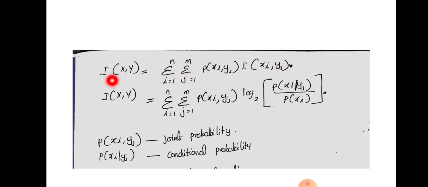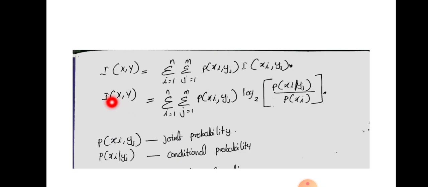See what the average information is. It is represented by the random variables X and Y, as I of X comma Y. That is represented by the double summation of the joint probability function, P of Xi comma Yj, multiplied by the mutual information I of Xi comma Yj.